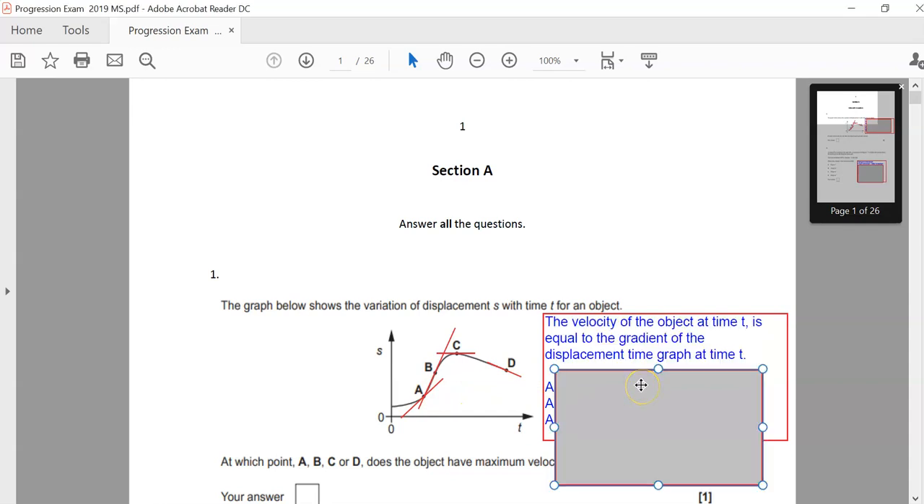So the velocity of an object at time t, that's any particular time, is equal to the gradient of the displacement-time graph at time t. Those red lines that you can see there are tangents, and the gradient of each of those tangents gives you the velocity at that point. So in this case, B has the steepest slope, so the highest velocity.